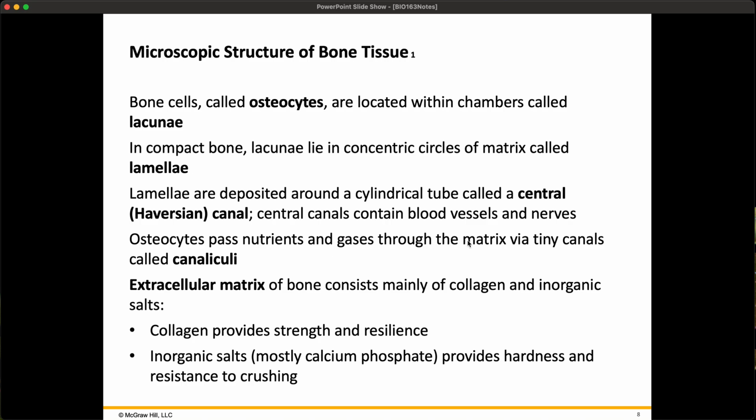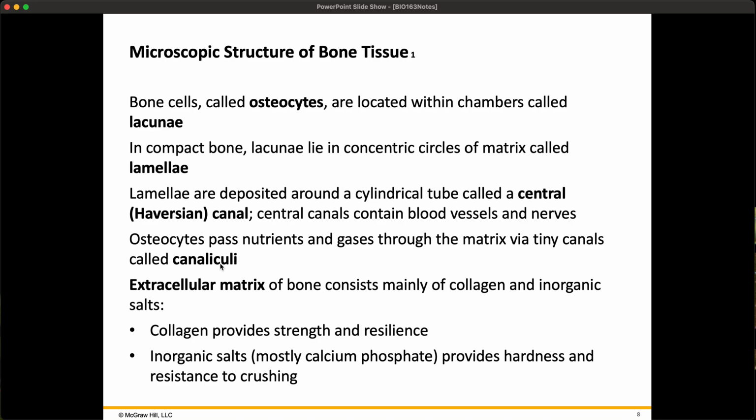Osteocytes pass nutrients and gases through the matrix via tiny canals called canaliculi. These canaliculi are like little tiny branches, little tiny perforations in the bone tissue that connect it from one to the next. Going back to our brick example, bricks and cinder blocks too are not completely 100% solid. They have hollow spaces in the middle, and in those hollow spaces they fill it with concrete, or mixed concrete or whatever. I'm not a bricklayer, so don't test me on that one. But that's kind of how your bones are too.